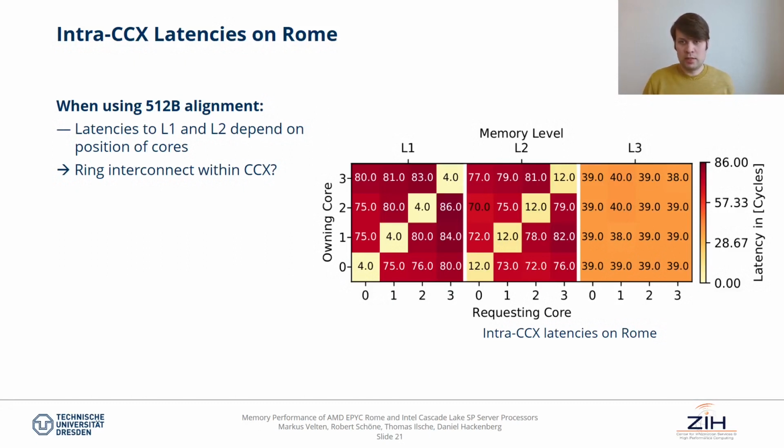We performed the L1 and L2 access analysis with 512-byte alignment, which led to a scenario in which only the L3 slice of core 0 seemed to be used. This exposed what seems to be a ring interconnect within the cores, because if you, for instance, look at the requesting core 0 on the x-axis in the L2 memory level, L1 memory level, and look at the latencies depending on the owning core, you can see that the first core, core 3, has a higher latency than those that seem to be closer by, which indicates to us that this may be a ring interconnect.